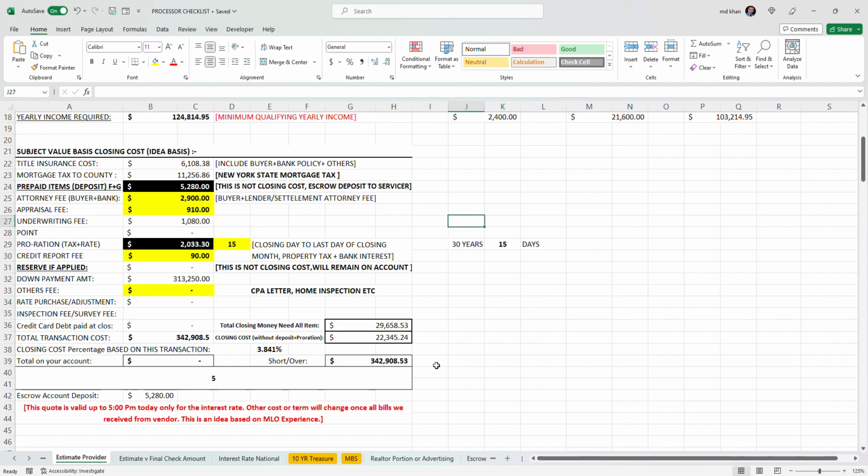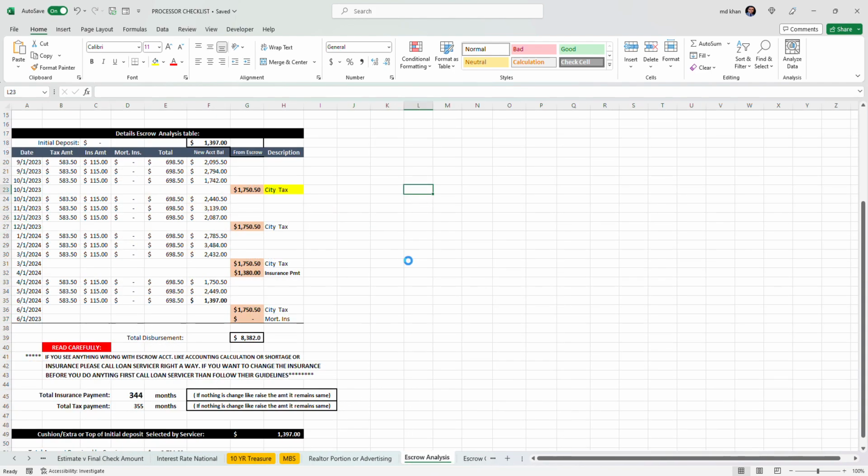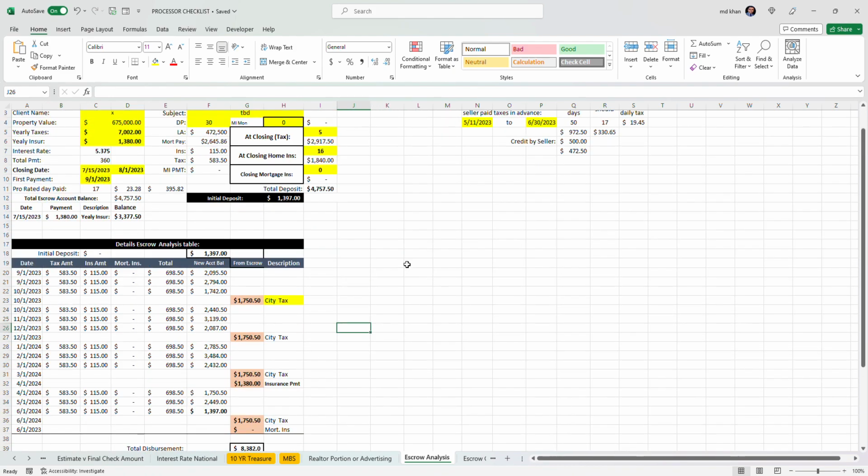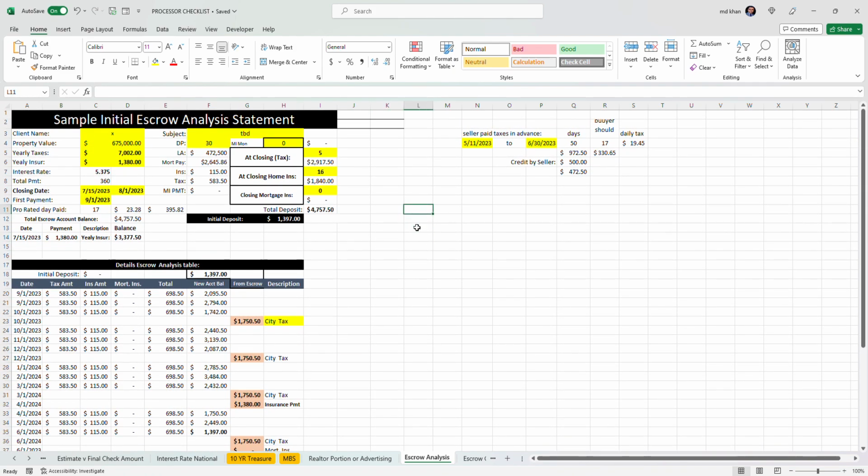Now this part we'll discuss is how the escrow account works, which is a really crucial point for all the clients whose deals I close, because everybody is confused. So this is the worksheet that I created for the escrow account.